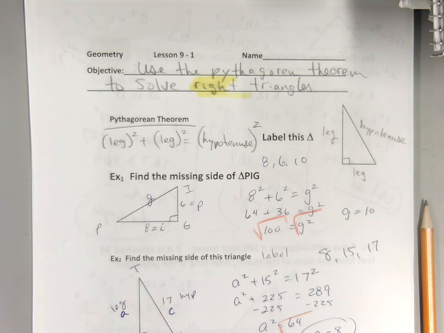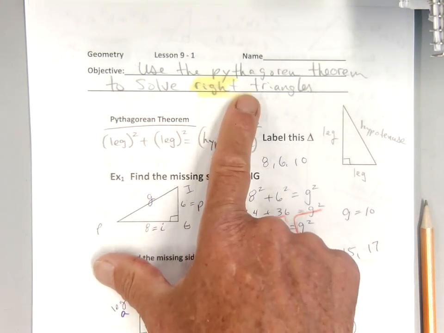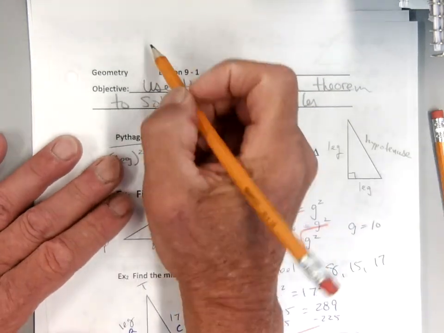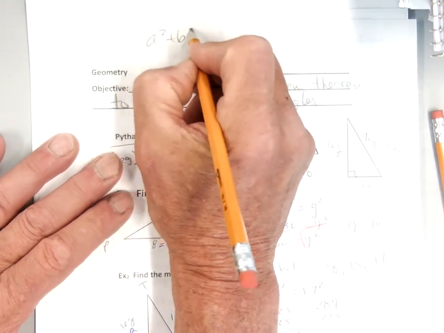Okay, everybody, let's recap the lesson. I think that today's lesson is a nice little review of what you learned in middle school, I'm hoping. Pythagorean theorem. You guys always say it's a squared plus b squared equals c squared, right? A squared plus b squared equals c squared.